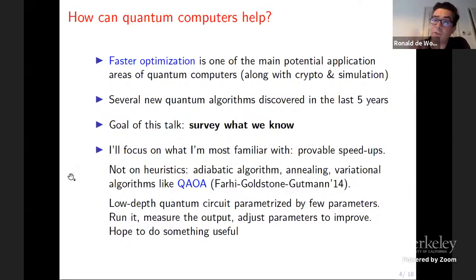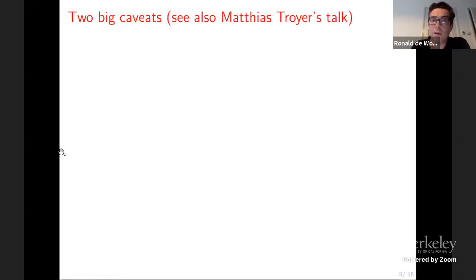Right, but for the purposes of this talk, I'm actually going to bracket these variational algorithms, and I will talk about other kinds of speedups. And I want to mention here two big caveats for the algorithms that I will talk about. And I think Matthias Troyer earlier in this series very clearly made the same points, and I just want to repeat those points basically to tell you what are the weaknesses of the kind of algorithms that I'm going to talk about.